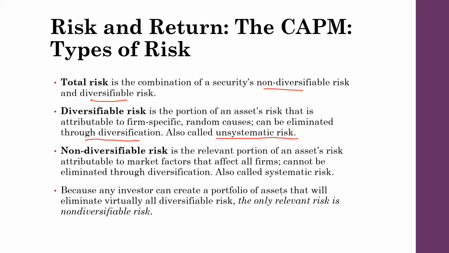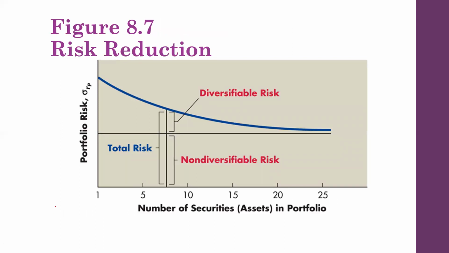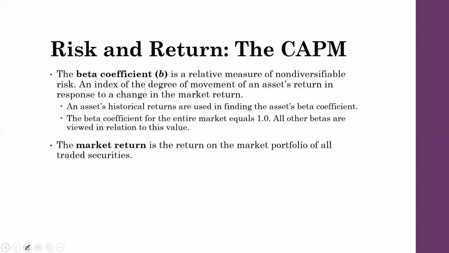Because any investor can create a portfolio of assets that will eliminate virtually all diversifiable risk, the only relevant risk is the non-diversifiable risk. And so from the chart, it's called a security market line. If you look at the expected return, number of securities in the portfolio, and portfolio risk, it shows how the diversifiable risk is above the line while the non-diversifiable risk is below. So this represents the total risk involved. Above the line we have diversifiable risk, and below the line we have the non-diversifiable risk, which would be that of a treasury stock.